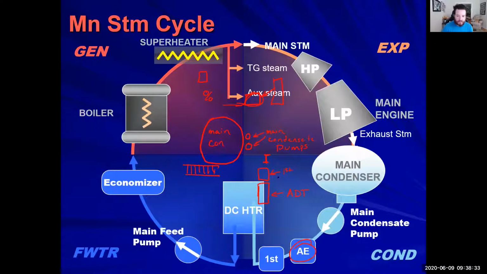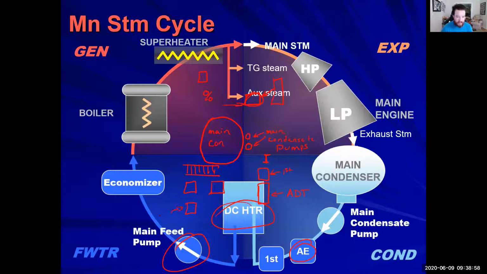Go all the way up to your DC heater, which is located as high as you can get in the engine room. It looks like a giant soup can. And from there, you go way back down to the lower engine room to your main feed pumps, which are located in the lower engine room, starboard side. You have three of them.